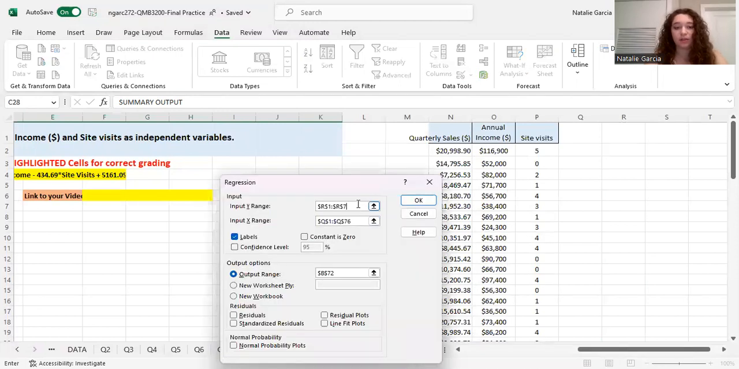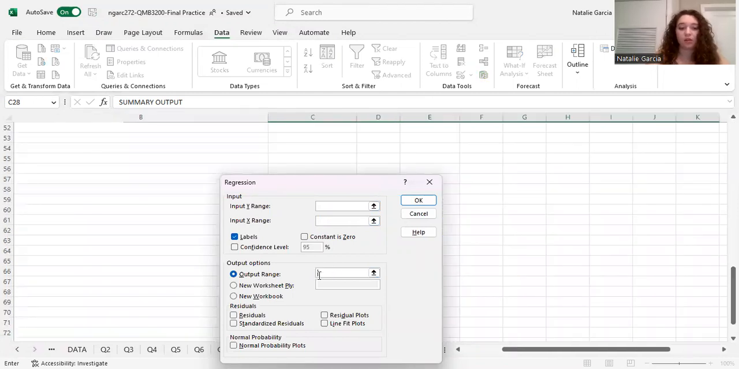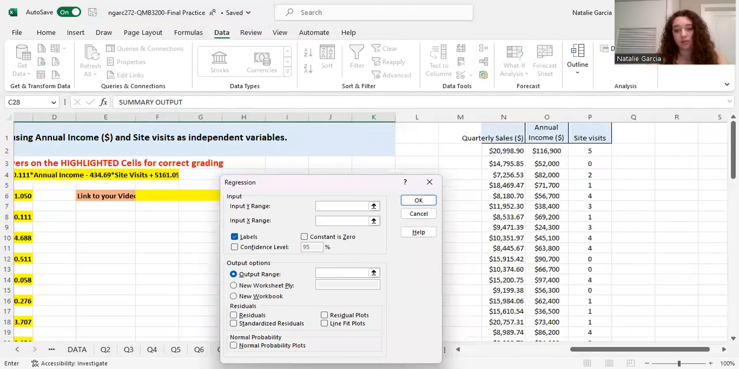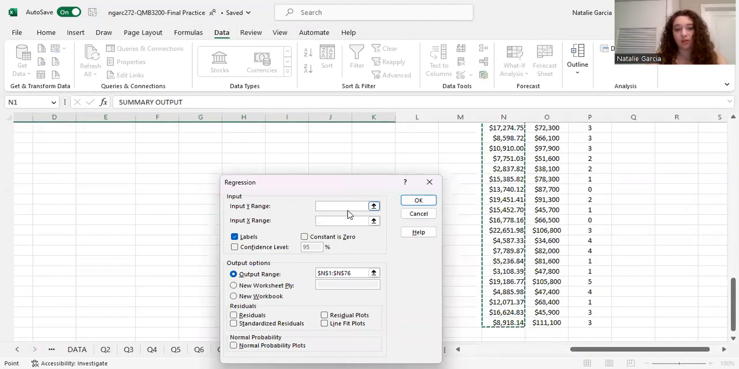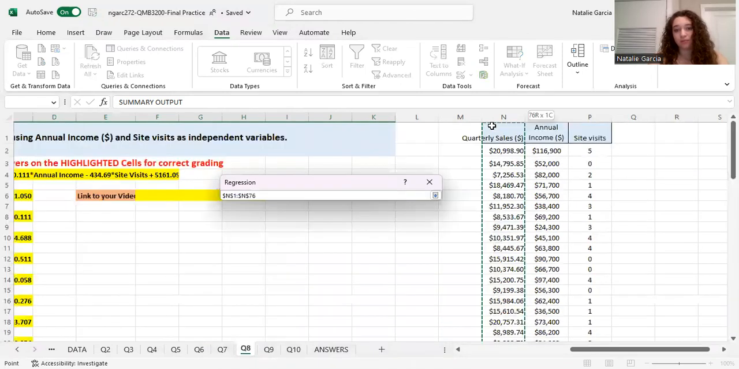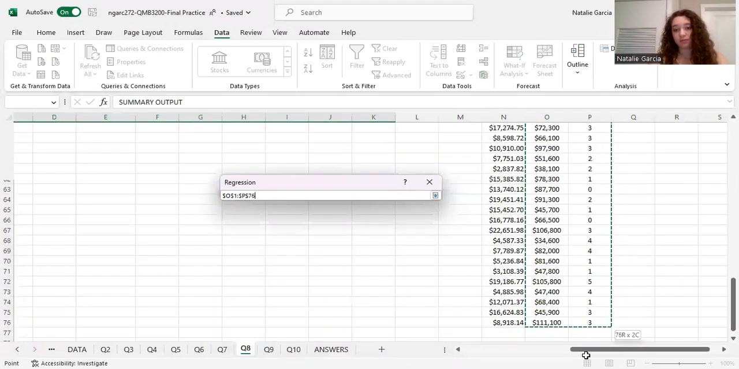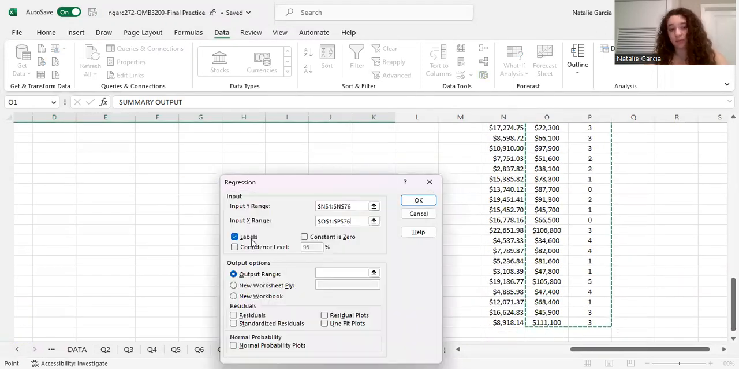And then we're just gonna clear all of this because this is a blank slate. So your Y range, the Y range for this is going to be quarterly sales since that is what is our dependent variable. Y range is dependent variable. Oh, because for some reason I put J. X range is going to be both annual income and site visits. And labels are on the top.